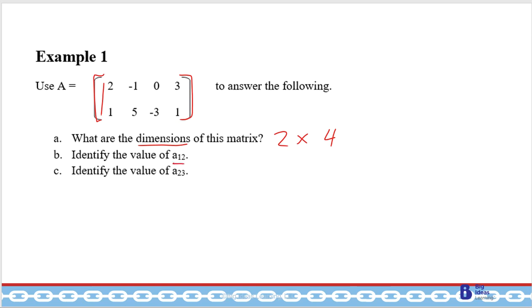For identifying the value of A12, the A tells us to look in matrix A. The 1 tells us we are looking in row 1, and the 2 in column 2. So this would be the -1 right here. Identifying the value of A23: the 2 tells us row 2, right here. The 3 tells us we're looking here in column 3. So that value would be -3, right? Always rows and then columns.